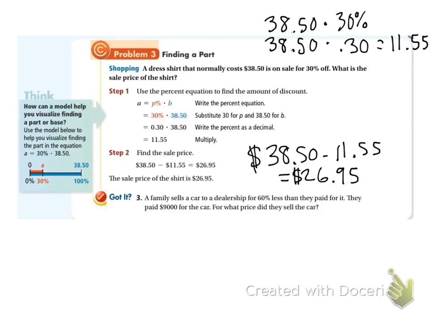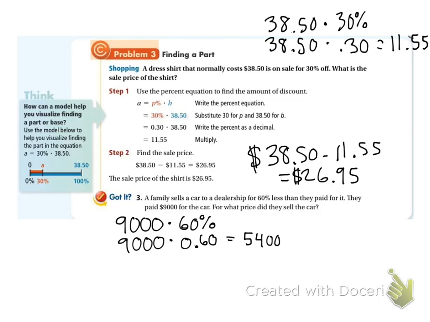So a family sells a car to a dealership for 60% less than they paid for it. So 60% off. They paid $9,000 for the car. For what price did they sell the car? So I'm going to take how much it originally cost, and I'm going to multiply by 60%, which again, I need to write as a decimal to be able to put in my calculator, which is 0.6. And if I do 9,000 times 0.6, I get 5,400. That is not my answer. That's how much 60% is.